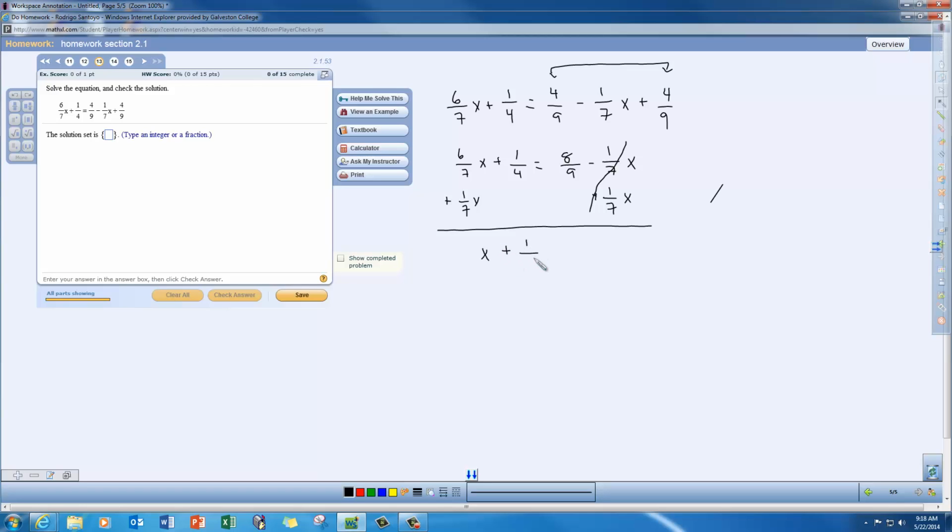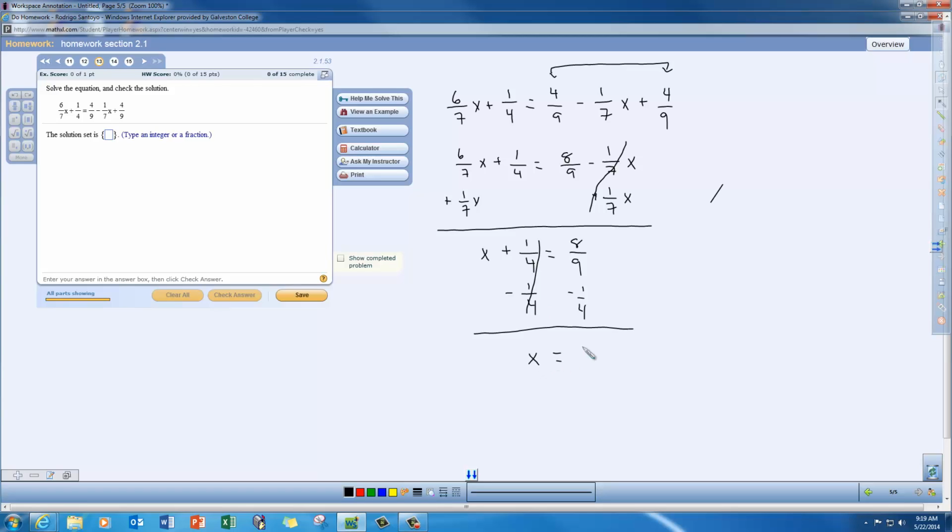So we're left with x plus 1 over 4 equals 8 over 9. So the problem is becoming very nice now. Now our variable is by itself. The coefficient is 1 because 6 over 7 plus 1 over 7 just gives us 1. And we really don't have to show that. Now we just want to get the variable by itself. We have two constants. Well, let's get rid of this constant by doing the opposite, subtracting. That cancels out. We're left with x equals.